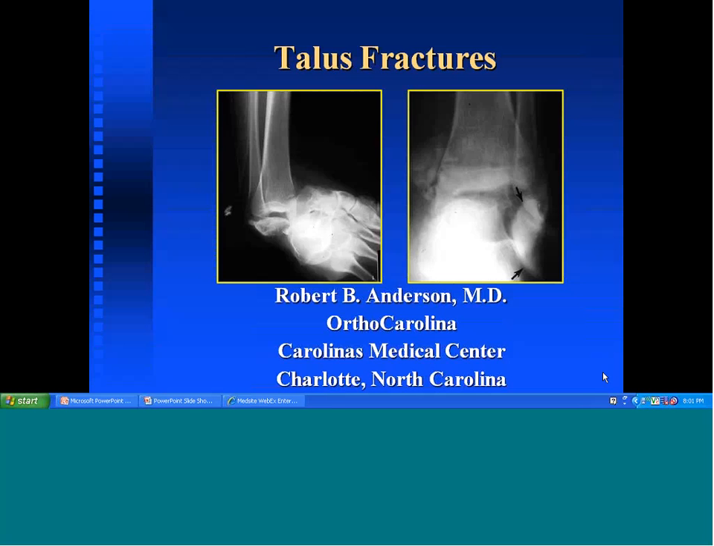And the subject we're going to tackle tonight is that of talus fractures. Certainly one of the more difficult traumatic injuries to manage in regard to the foot and ankle. And I have taken the opportunity here to provide an overview of the diagnosis and management of certain types of talus fractures.